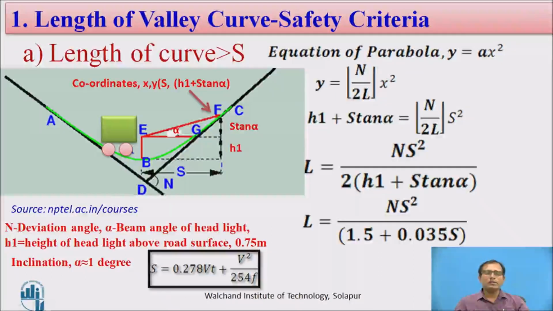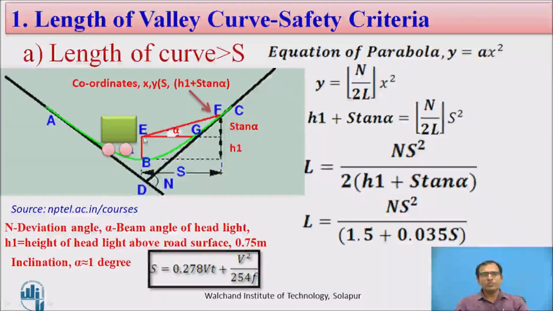Now let us go for finding out the length of the valley curve for the stopping sight distance criteria. We need to consider two criteria here. One is a comfort criteria, that is with respect to the centrifugal acceleration, the rate of introduction of centrifugal acceleration. Second condition is with respect to the stopping sight distance. So here again the length of the valley curve is designed keeping in mind that when the vehicle is at the lowest point of the valley curve, it will have a minimum sight distance requirement.